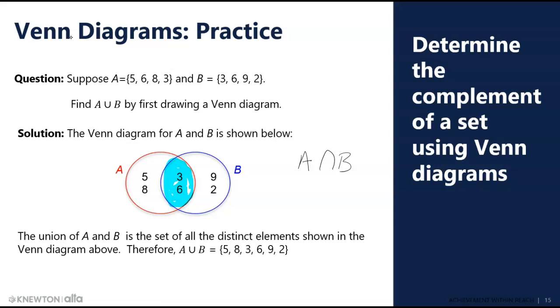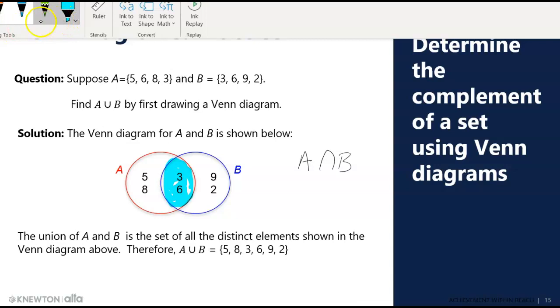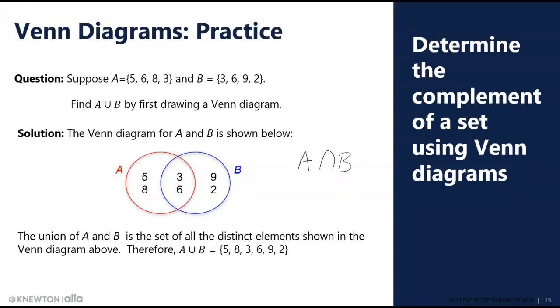Even if I have no elements, I don't know anything, I just have 2 circles, if I ask you to shade A intersect B, you can do it without knowing anything else about the sets. If I ask you to shade A union B, you can do it without knowing anything else about the sets. So let's go back to the question at hand, which does have some sets they've given us. I want to erase that.